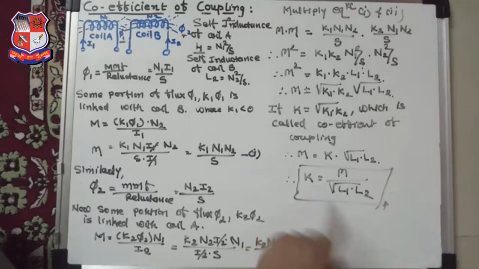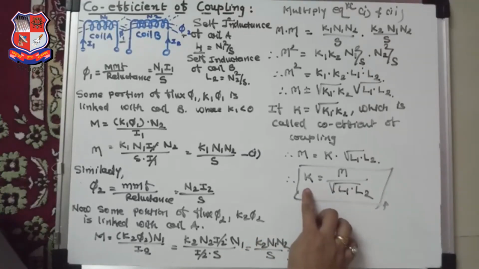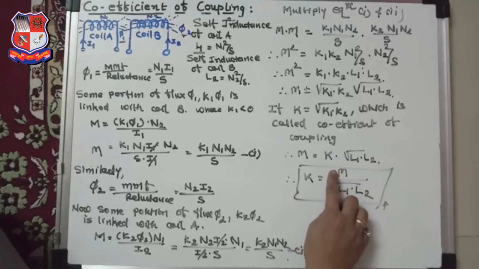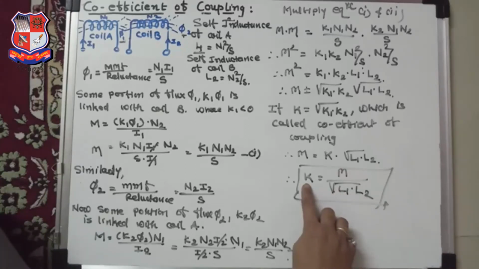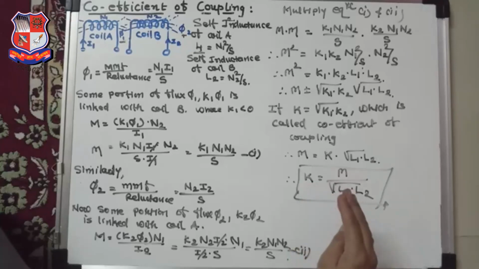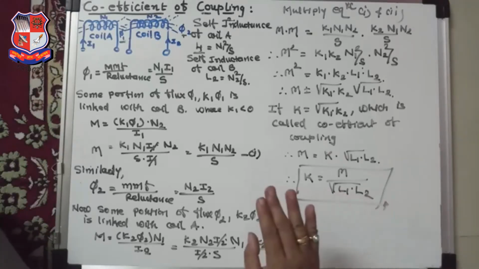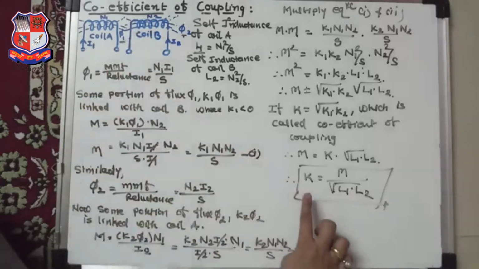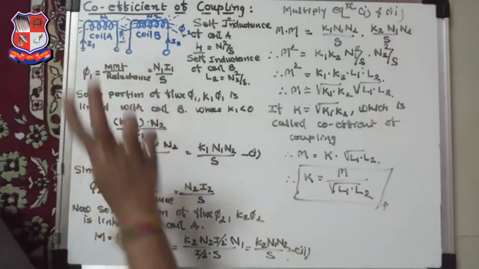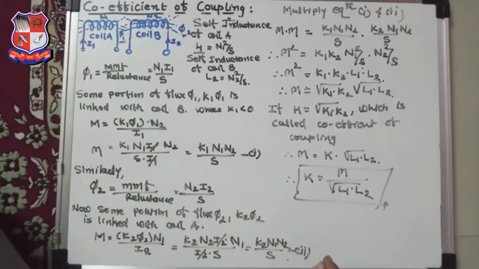K is called the coefficient of coupling. It is defined as the ratio of the actual mutual inductance to root of L1 into L2, the root of the self inductances of each coil. K is always between 0 and 1. If K is 0, there is magnetic isolation between the two coils. If K is equal to 1, the two coils are said to be tightly coupled, and if K lies between 0 and 1, they are loosely coupled.